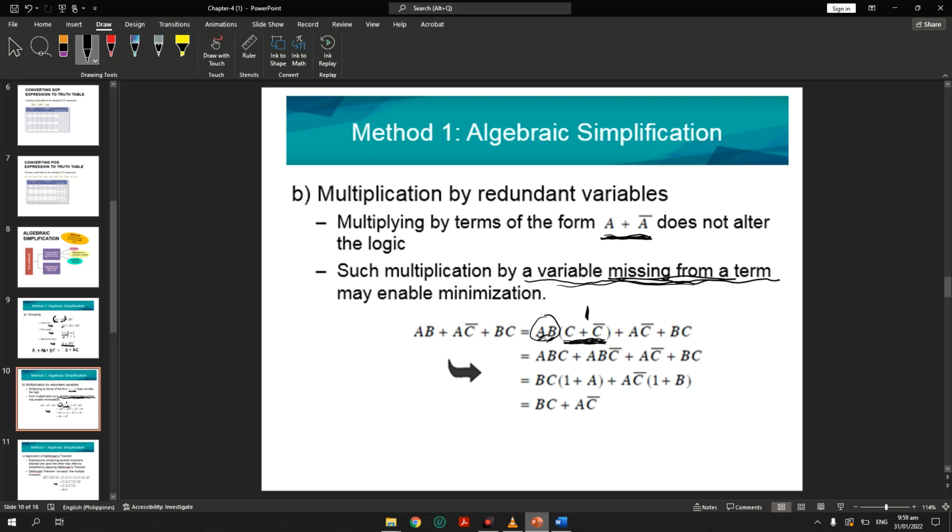Again, you copy the second term, AC complement, and you copy the third term, BC. Then you apply the distributive property. We have AB times C is equal to ABC. Then we have AB times C complement, so plus ABC complement, plus AC complement, plus BC. After that, what should you do?